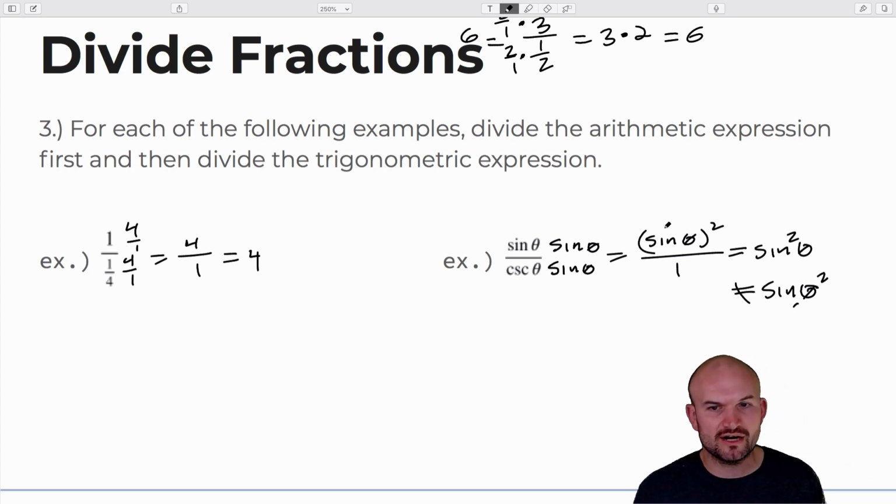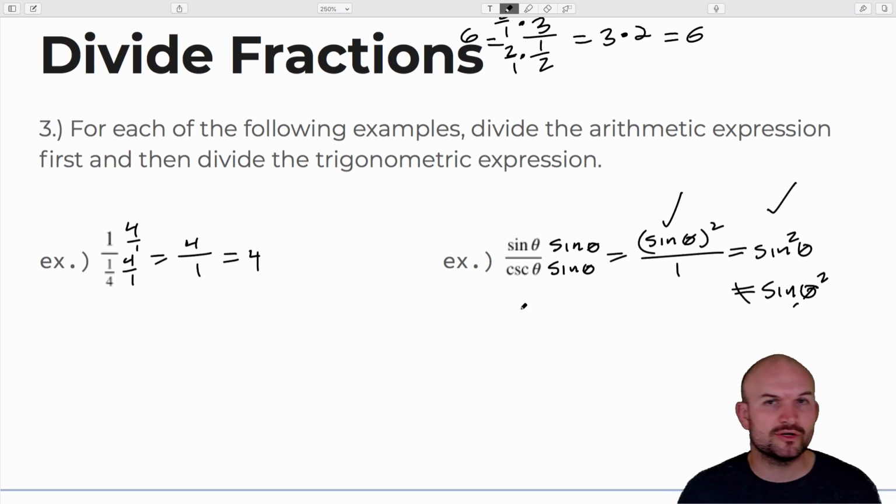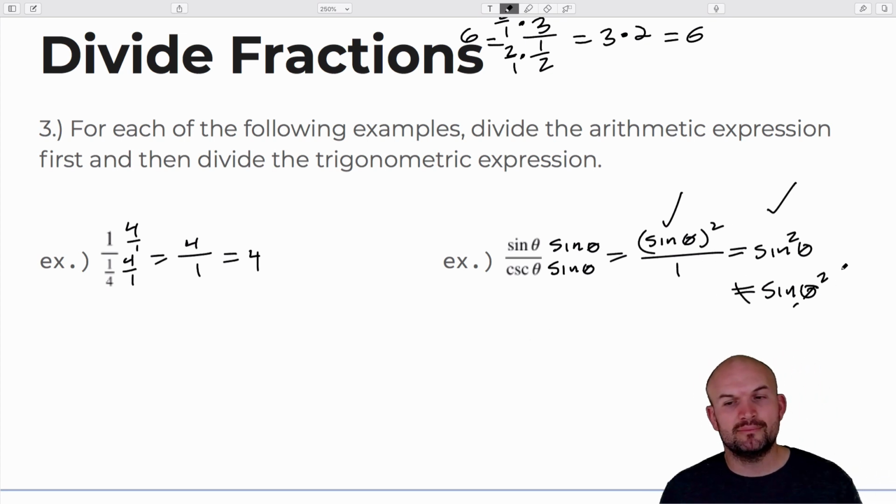So we just want to be really careful. These were the 2 proper notations that are acceptable. But again, a lot of times students will be in a rush or they'll be confused or stressed, whatever, and they'll make a mistake and write it incorrectly there.